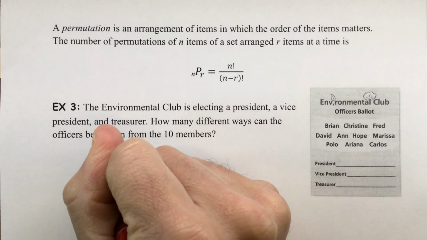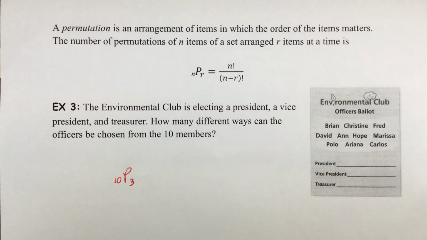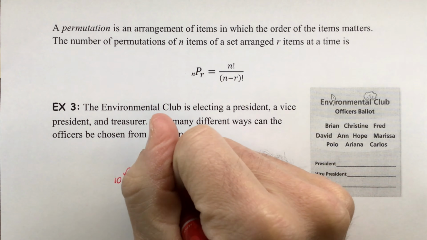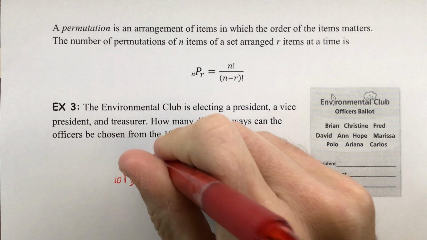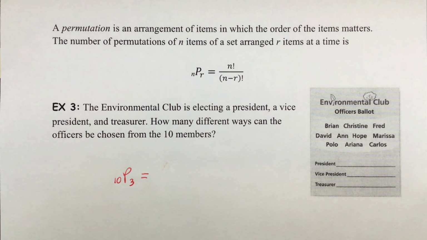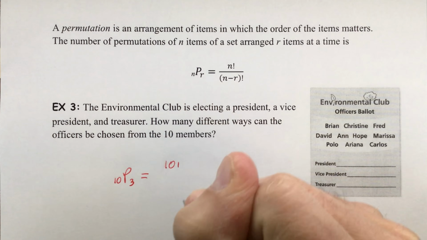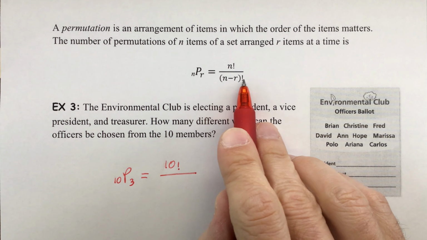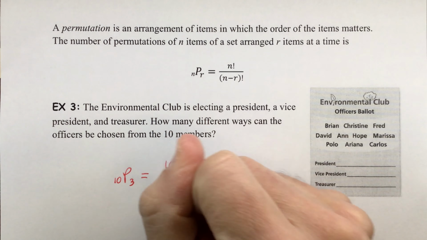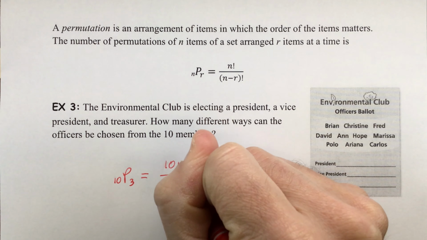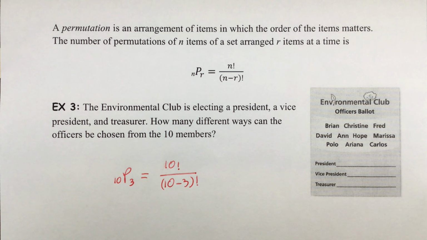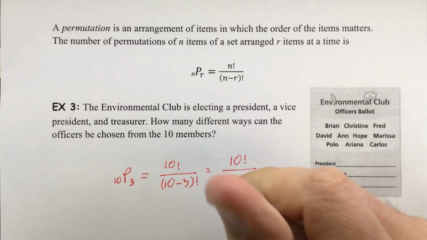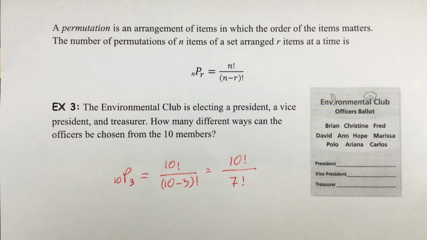So we have 10 items. We're going to choose 3, but as a permutation, and that is going to be equal to n factorial, in this case 10 factorial, divided by n minus r factorial, which is 10 minus 3 factorial. So that's the same thing as 10 factorial divided by 7 factorial.